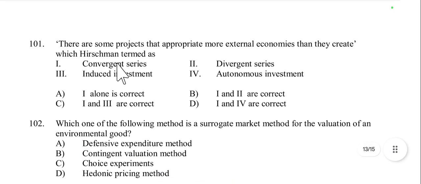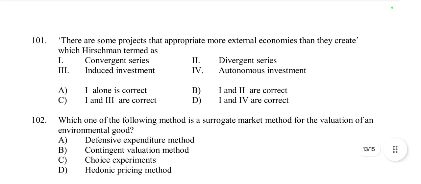Then 101, there are some projects that appropriate more external economies than they create. Which Hirschman terms as convergent series, divergent series, induced investment or autonomous investment. So it is called convergent and divergent. Induced and autonomous investment are other concepts, so it is not related with this. So this is related with convergent and divergent series. Only 1 and 2 are correct here.